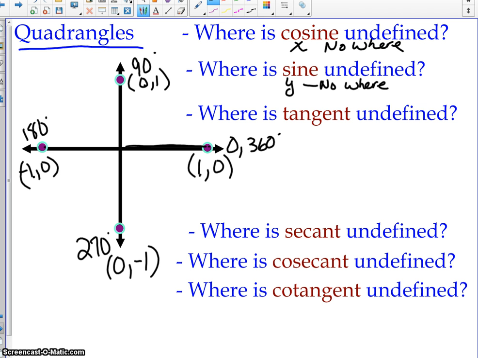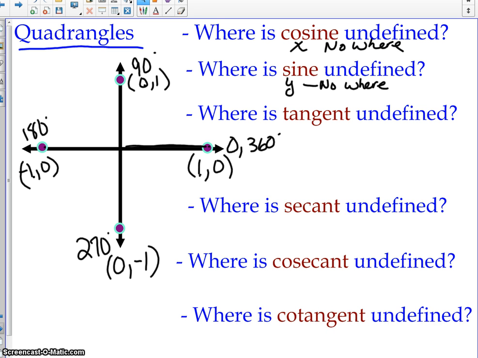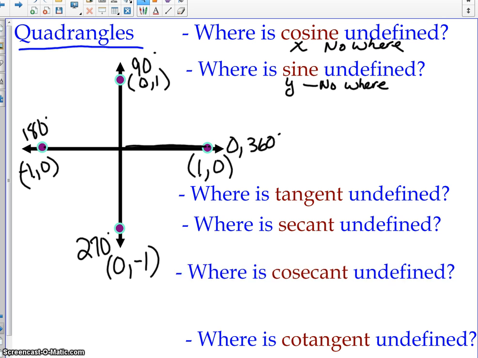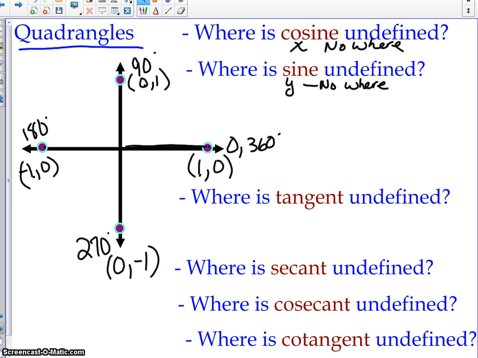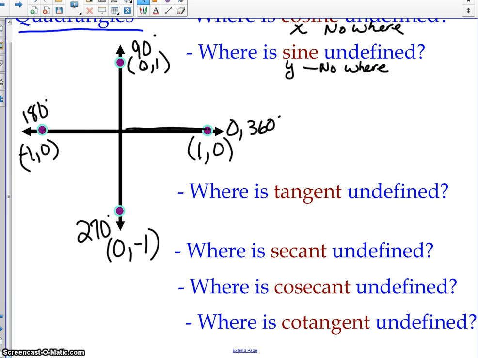However, that's not the case with secant and tangent. I'm going to bring tangent down here. Let's see if I can do a little bit better here. Okay, where is tangent undefined? Let's think about that now. Where is tangent undefined? I think of tangent as y over x.